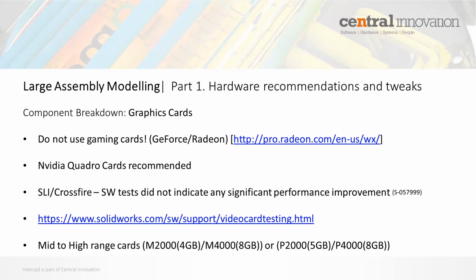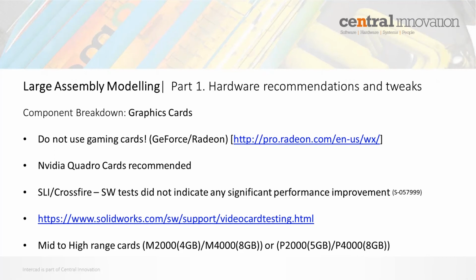The mid to high range cards are what I'd be aiming at for large assembly modelling, the M2000 or M4000s, or the P2000 and P4000s, which are the latest cards. The M2000 and M4000 series were released last year, the P2000 and P4000 this year. The M and the P simply refer to the chipset that it's using on the graphics card. M is Maxwell, P is Pascal.